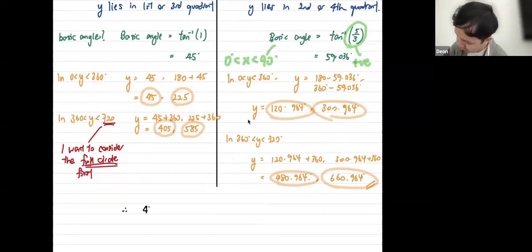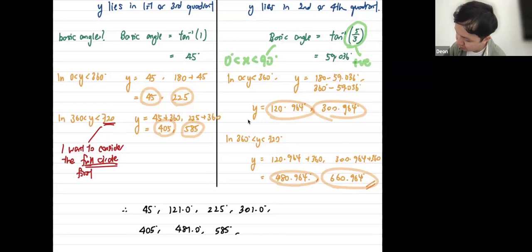So 45, 120.1, 121, 225, 301, 405, 481, 585, 661. Correct to 1 dp.